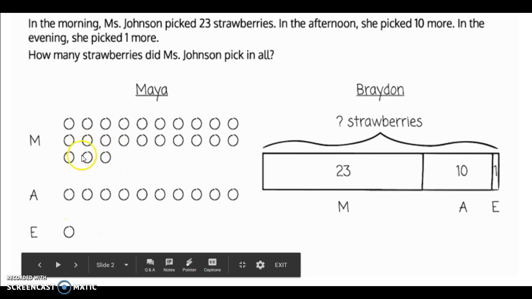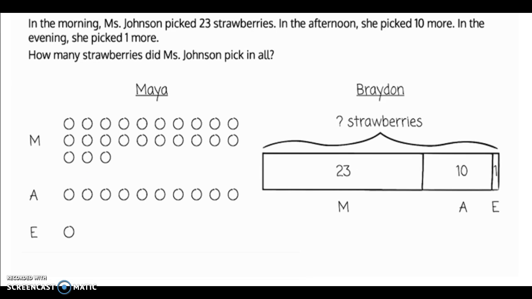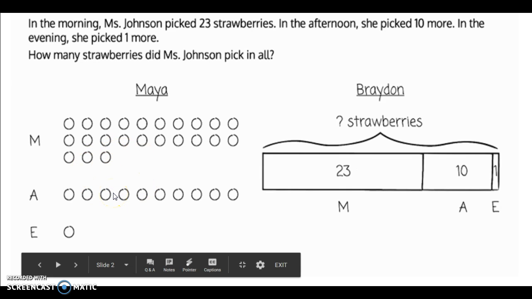Now, Maya will get the right answer by using this method of drawing a picture, but sometimes our numbers are starting to get bigger, and we just don't have time to draw pictures and add up each and every one of them. If we were to add up each and every one of these circles, we would get the correct answer of 34, plus the 1 she picked in the evening. This would be all of them, a total of 34.